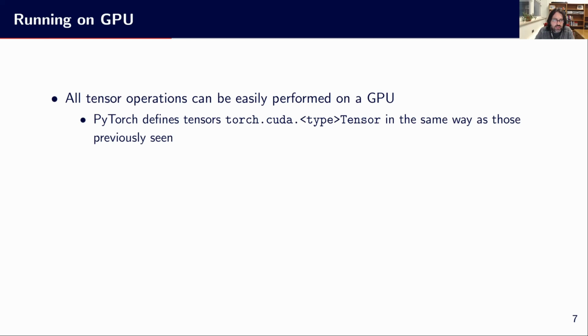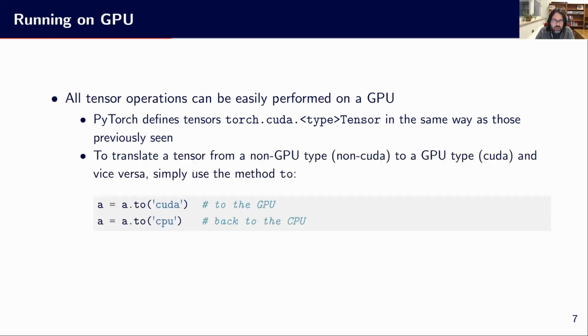All tensor operations can be easily performed on a GPU. So we can have the version of the tensors that are CUDA friendly, or running on NVIDIA hardware. torch.cuda.FloatTensor is similar to what we saw before, but is made to be executable on GPU. Then we can translate tensors from a non-GPU type, non-CUDA, to a GPU type, CUDA, simply with this method. We just have to say we convert A to B on the GPU, so we say to CUDA. It allows us to convert A to a tensor for the GPU.